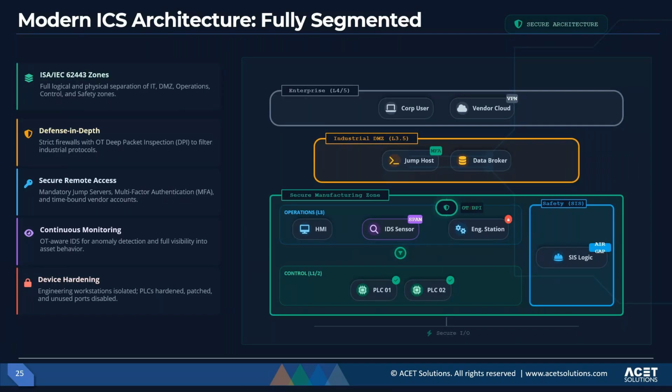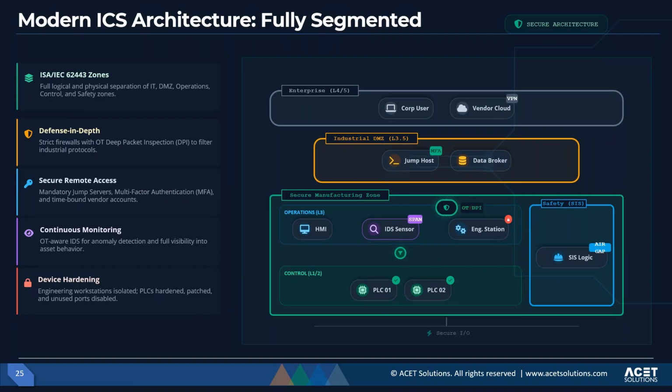In a mature ICS architecture, the environment is built around a fully segmented model that follows established standards such as ISA 62443. The network is organized into clearly defined zones and conduits, each separated based on function, criticality, and trust level. This structure ensures that systems only communicate through controlled pathways rather than freely across the network.